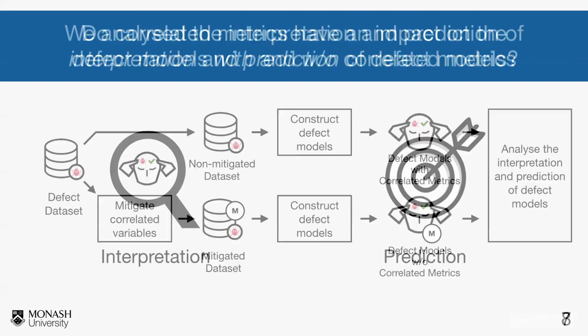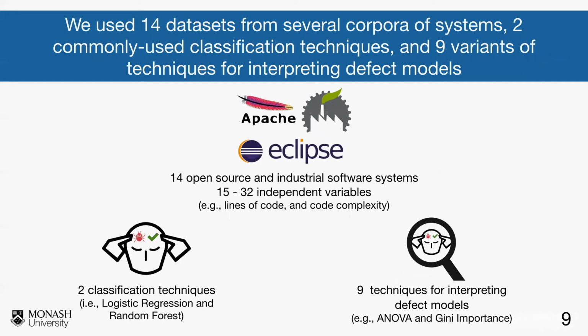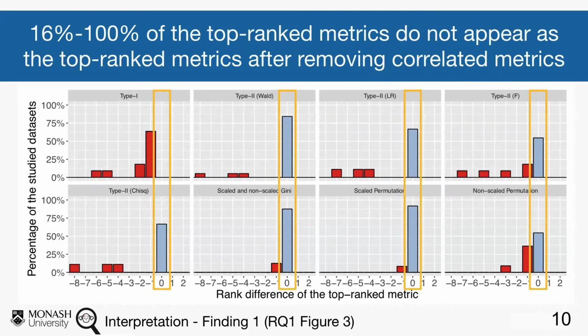To address this, we analyze the interpretation and prediction of defect models with and without correlated metrics. We use 14 datasets from several corpora of systems, 2 commonly used classification techniques, and 9 variants of techniques for interpreting defect models. These figures show the percentage of study datasets for each rank difference between models with and without correlated metrics. The light blue bars represent the consistent rank of the metric between models with and without correlated metrics.